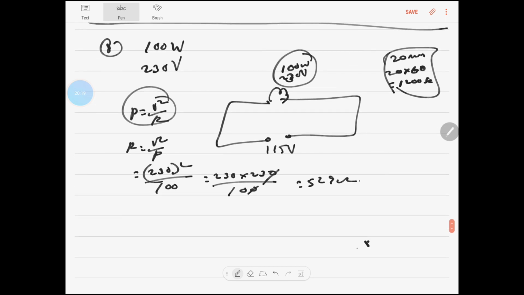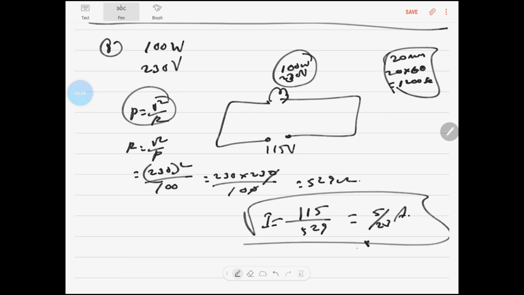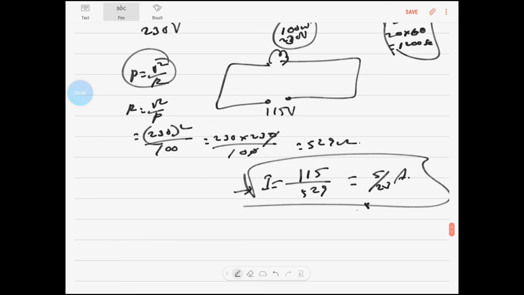You can find the current through the circuit based on this. I is equal to the applied voltage, 115, by 529. I = V by R, so the current through the circuit will be 5 by 23 amps. Is the question about current through the circuit? The question is to calculate the heat and light energy produced. For this you'll use the formula.